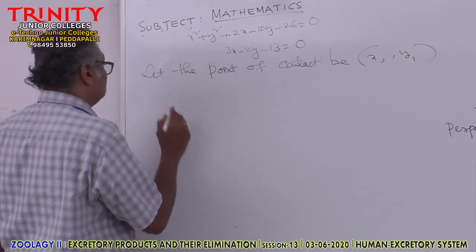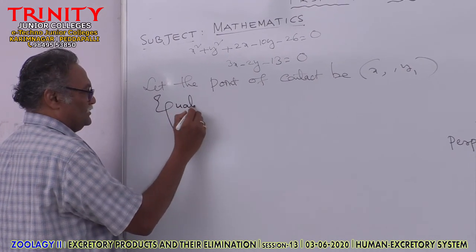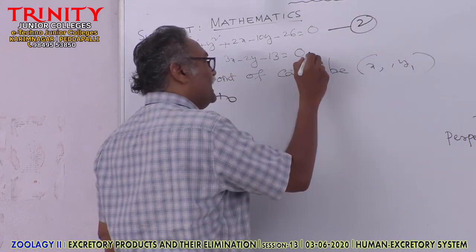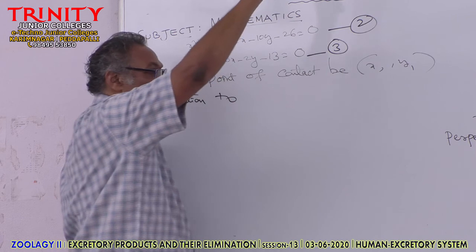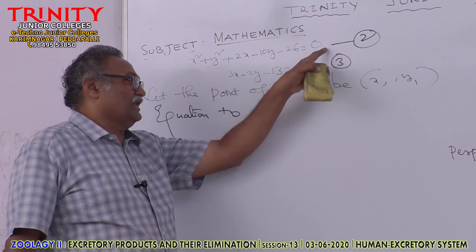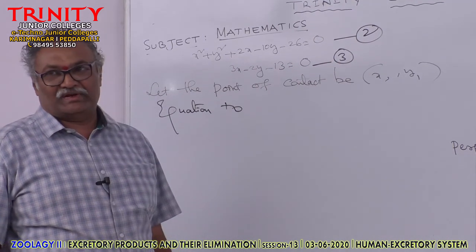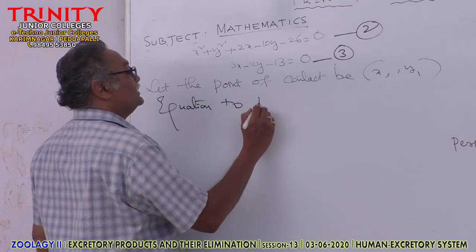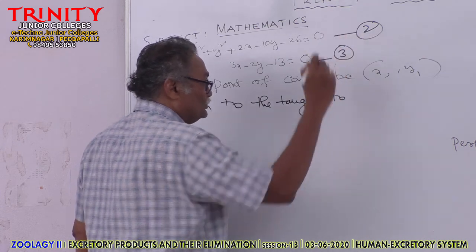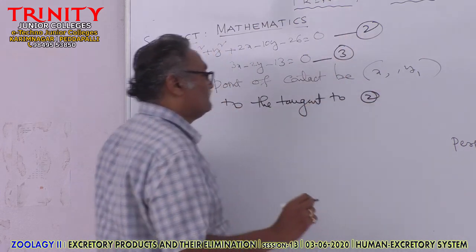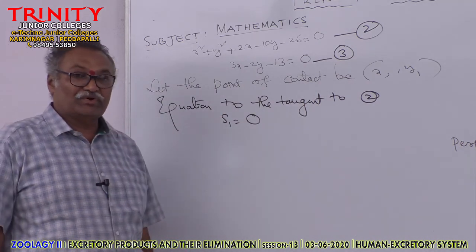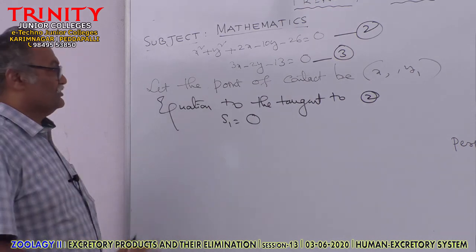Here I am giving it is 3. First one is x square plus y square is equal to 13, the first circle equation. It is the second circle, it is the tangent equation. Okay. Equation to the tangent, formula S1 is equal to 0.